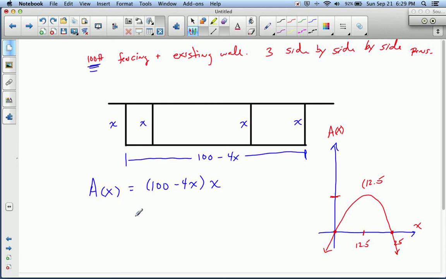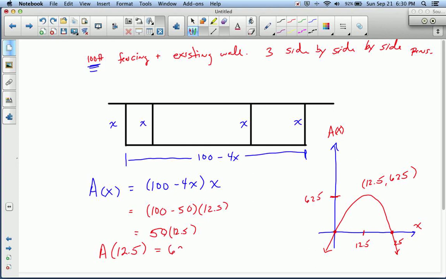So we're going to plug in. I have 100 minus 50 times 12.5, or 50. I keep writing 500 instead of 50. I'm not sure why. Or 50 times 12.5. So 50 is half of 100, so that's 625, right? 625. Maximum area occurs at 12.5 for an x value, and it gives us 625 square feet.